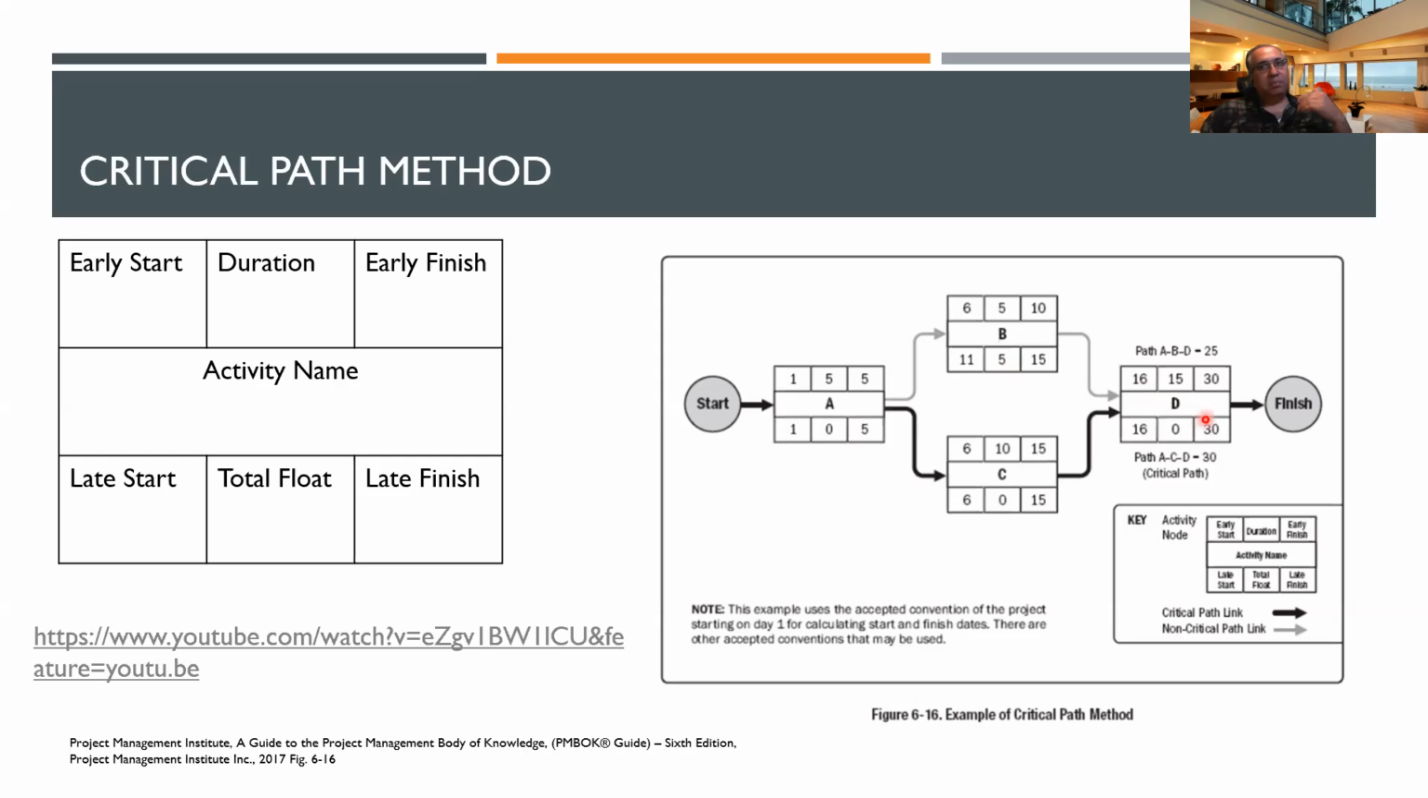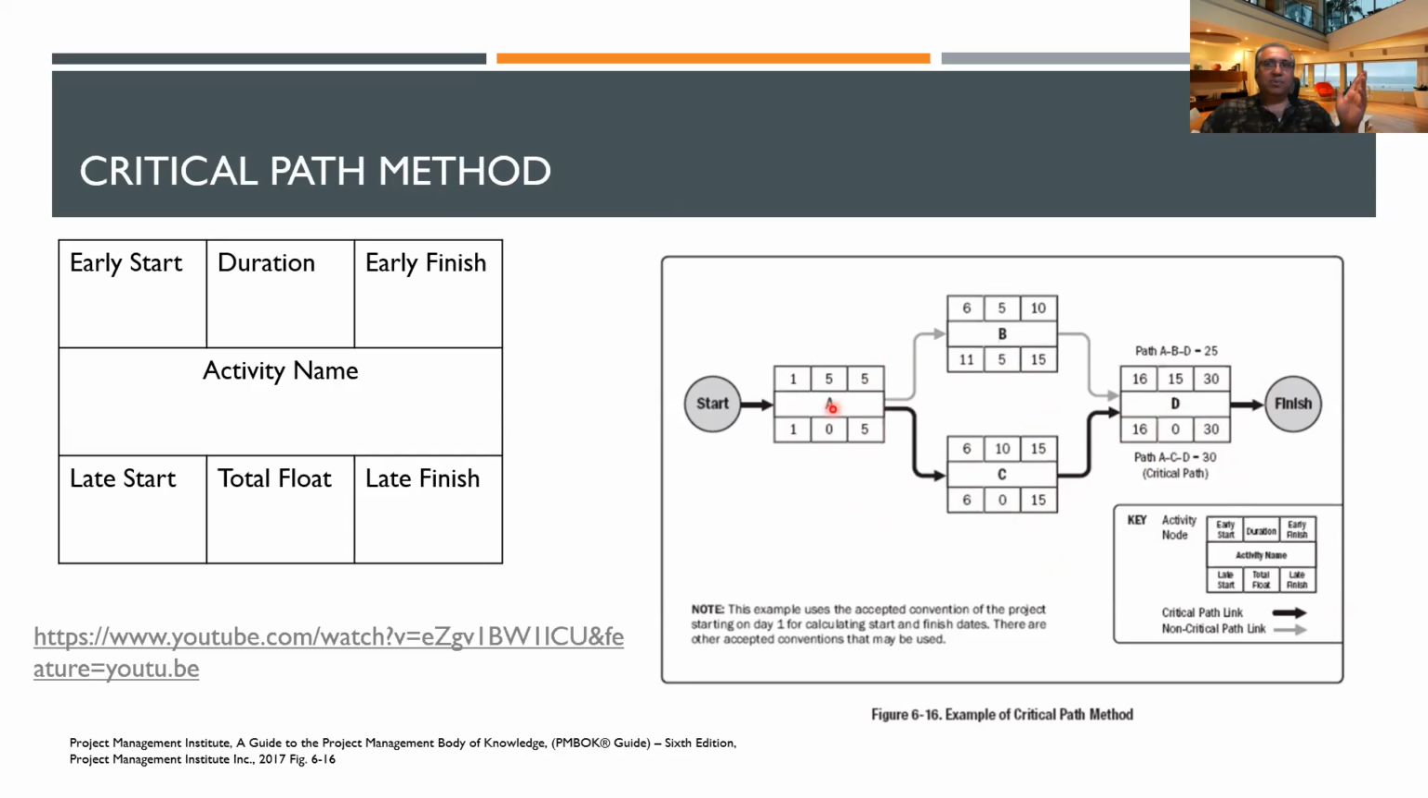That is why we did the backward pass. You might think, oh, we did the forward pass, that's all, we don't need to do backward. But we do have to do the backward pass because we need to figure out what is the float. And the float will be the difference between these two numbers. That will give us a clear indication about which activity, if any, we can delay. And it will give you the critical path. The critical path is the path with 0 float.